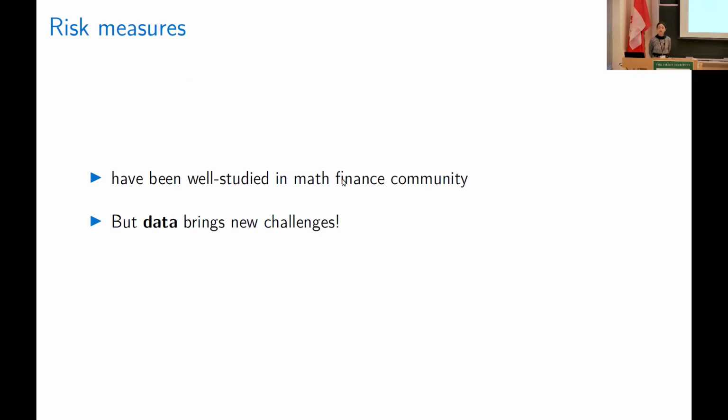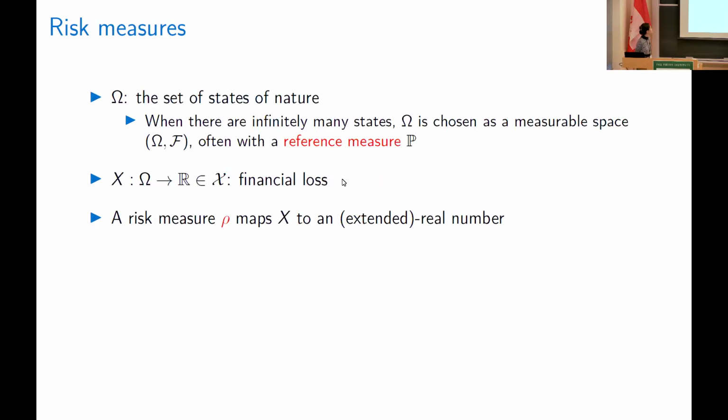So in the first few of my slides, I will briefly talk about the risk measure to make sure everyone in the audience stays on the same page. And then I will talk about how we should make use of optimal transport to handle this new challenge posed by the data. So risk measure, basically, it's a functional.